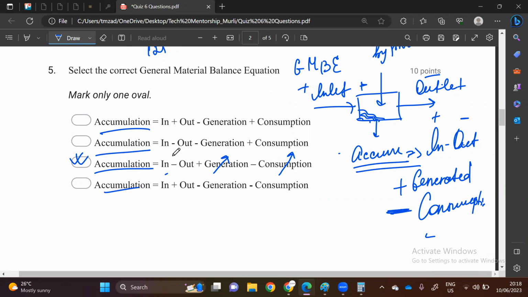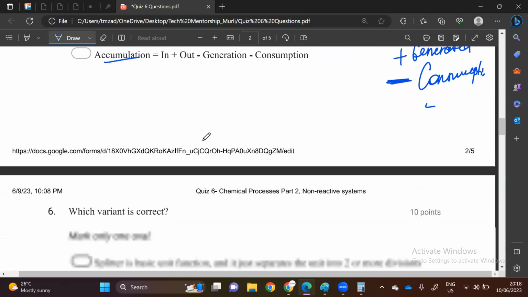And also, one more thing, inlet minus outlet is equal to accumulation, but sometimes in batch systems, accumulation is also equal to 0. That's why inlet must be equal to outlet. This will be the simplest mass balance equation.